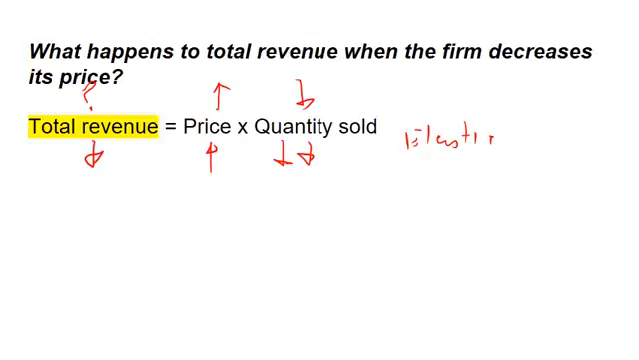On the other hand, if the demand is inelastic, when you increase price, the quantity is going to fall a little bit. If you multiply a big increase in price by a small decrease in quantity, you'll get an increase in the product, and therefore total revenue will rise. So when demand is elastic, an increase in price lowers total revenue. When demand is inelastic, an increase in price increases total revenue.